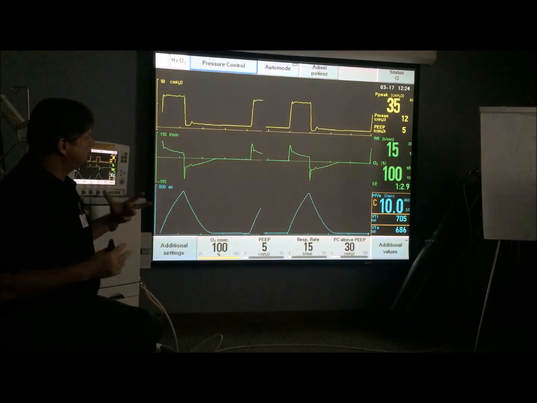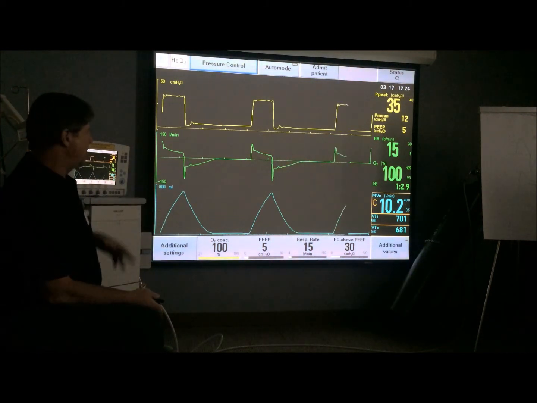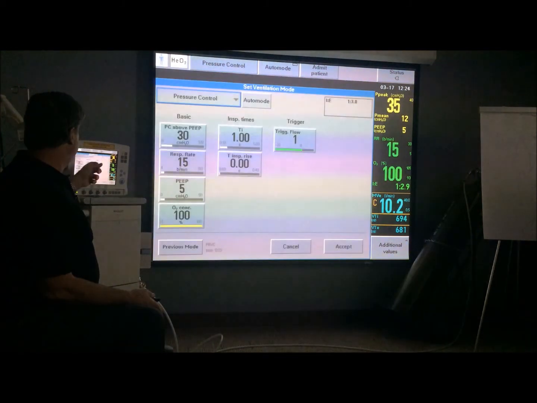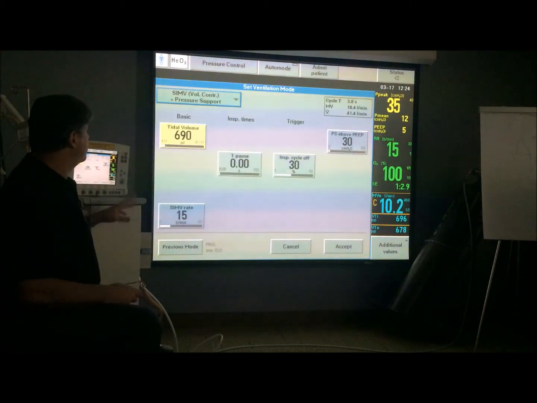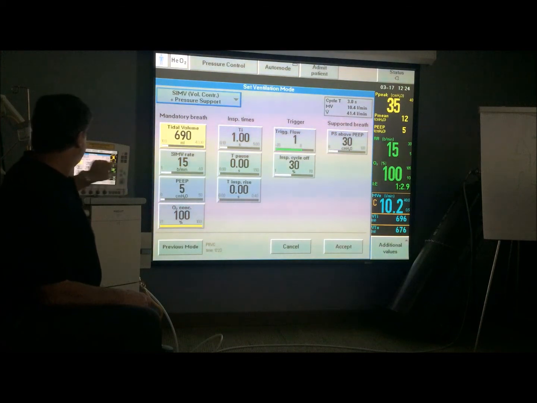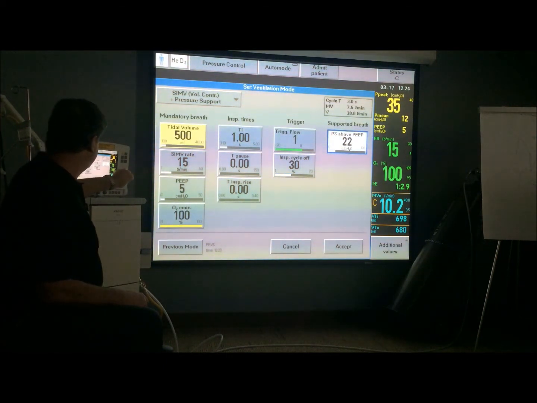So that's a description of graphics associated with the three basic modes that we deal with. And if we look at other modes, for example, let's look at this mixed mode of SIMV volume control with pressure support. All we're doing is looking at a mode that has a combination of a constant flow and a constant pressure.